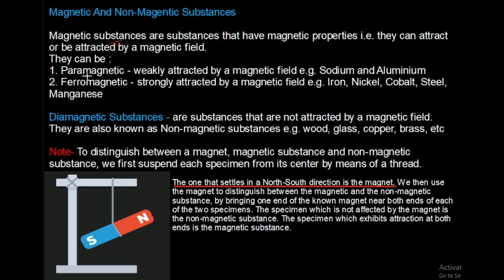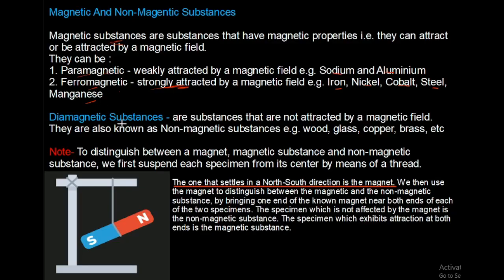All right, and the magnetic substances can be either paramagnetic or ferromagnetic. Now, the paramagnetic substances are substances that are weakly attracted by a magnetic field. Example, we have sodium and aluminium. Whereas the ferromagnetic substances are substances that are strongly attracted by a magnetic field. Under this, we have iron, nickel, cobalt, steel, and manganese. These are ferromagnetic, and then this is paramagnetic.